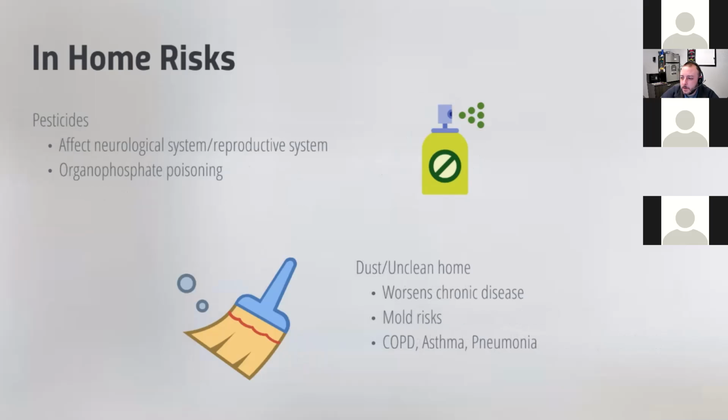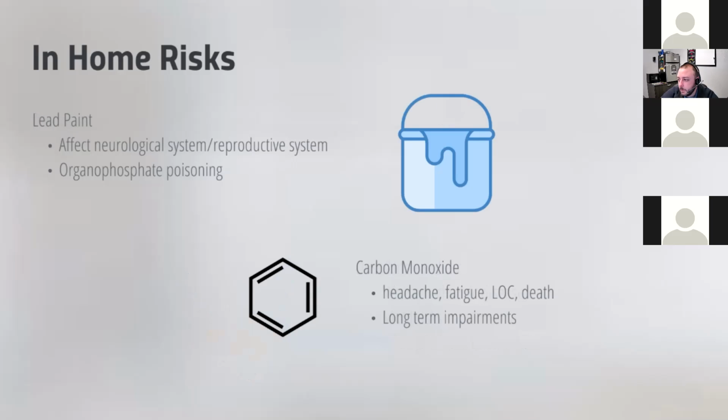Pesticides in the home, like bug sprays, or if they use them on their plants inside the home, can cause some neurological problems and also some respiratory issues. Dust inside the home will definitely cause respiratory issues, it increases the risk of mold, and it can worsen other chronic diseases. Lead paint leads to neurological problems. And then carbon monoxide, we all know about carbon monoxide. It can cause people to eventually die. It can cause some long-term impairments, loss of consciousness, fatigue, and headache.